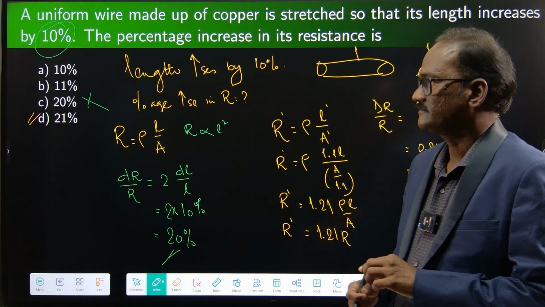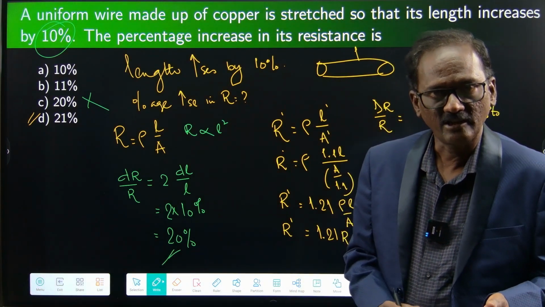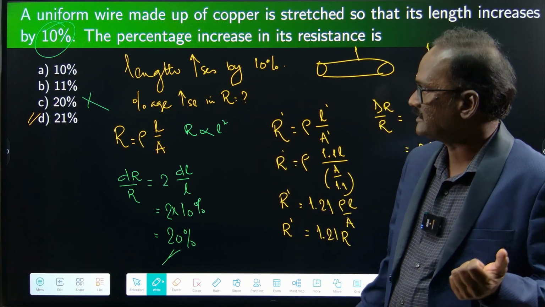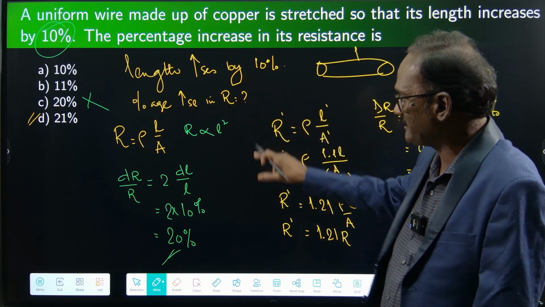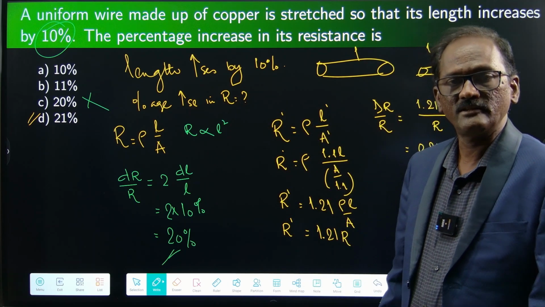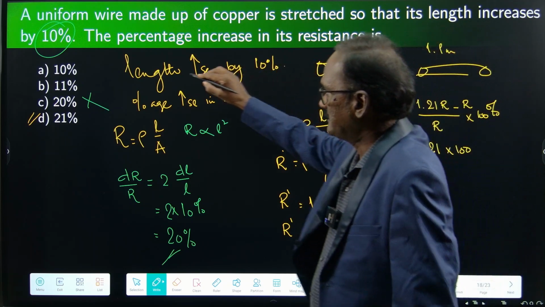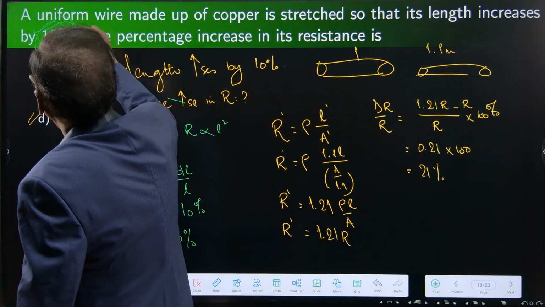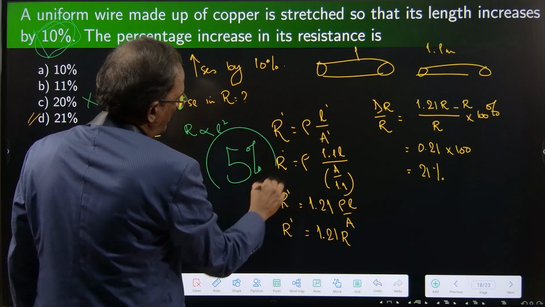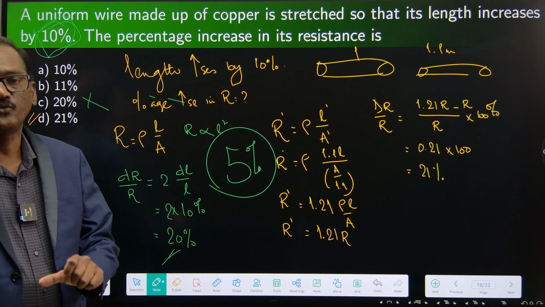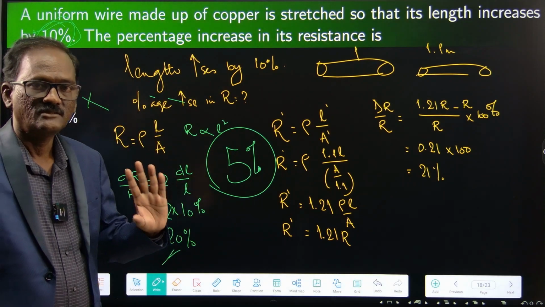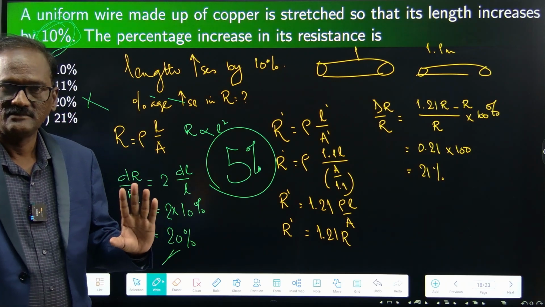20% is the wrong answer. Then which method can we adopt? The previous two problems we have solved by the error analysis method, but this problem we are solving by the traditional method from the fundamental. We are not adopting that method. Why? The error is more than 5%. If it is more than 5%, don't go for the error analysis method. 10%, so only up to 5% we can do it.